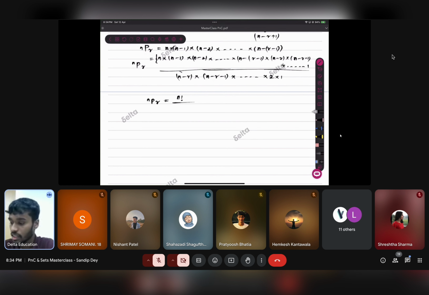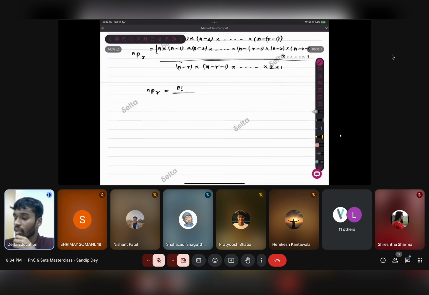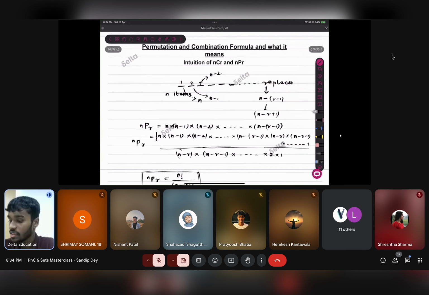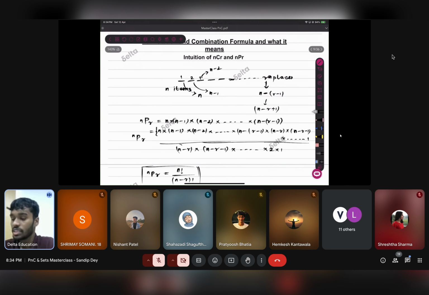So I can write it as N factorial. And in the below, I will have N minus R factorial, because it is going from N minus R to 1. So this is my formula for NPR. And this is basically the number of ways in which N different items can be placed at R different places. Number of ways in which I can arrange.